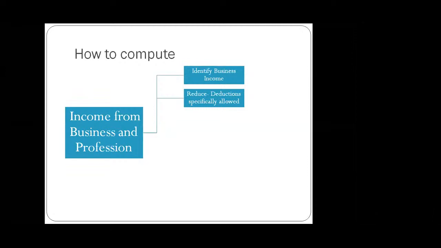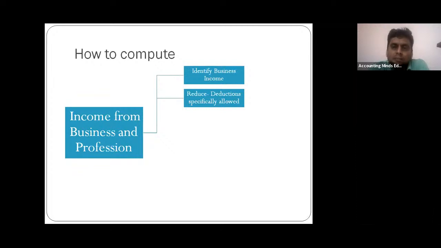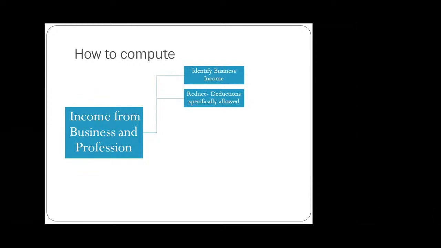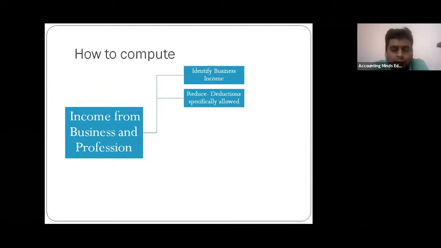Let us understand that, for example, if you are running a business. Take the Accounting Minds Institute only. The institute runs, and the money we receive from the students is our income. Now, what are our expenses? Can you list some expenses? Rent, electricity, faculty fees, some more.